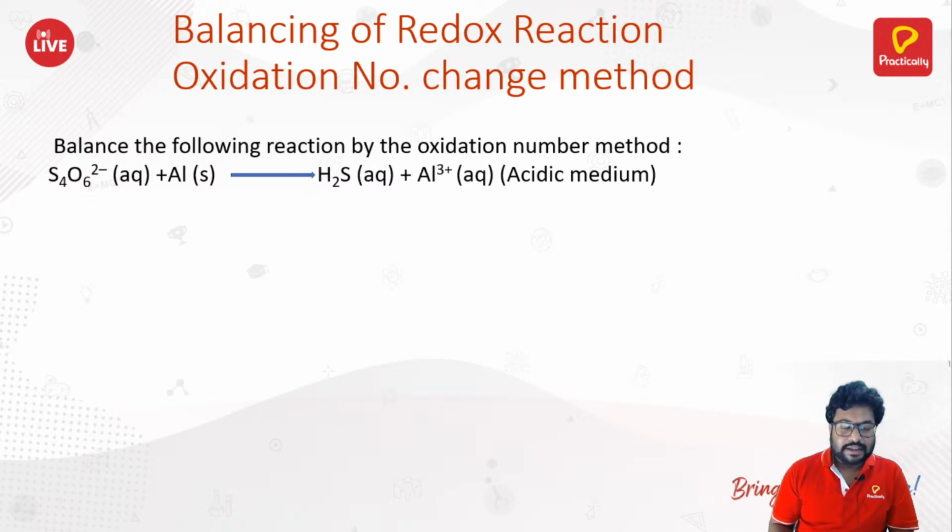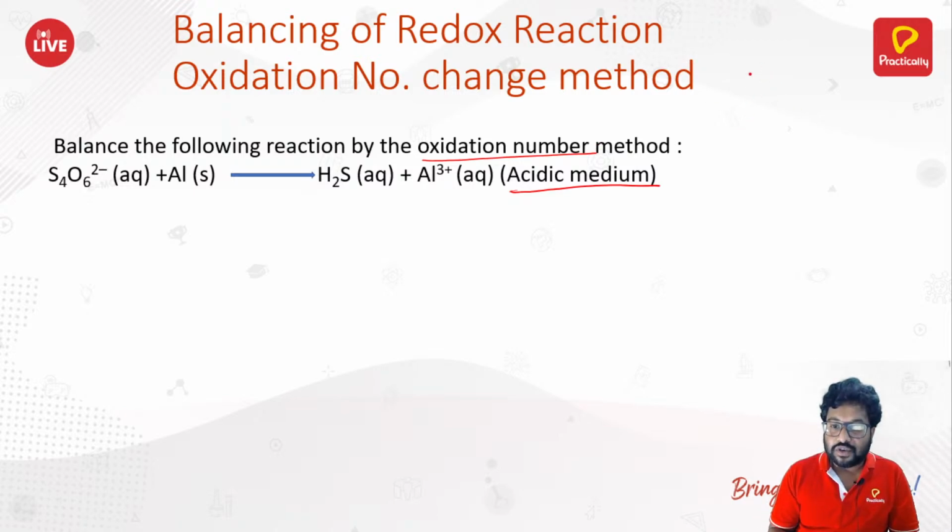Next, S4O6 2 minus plus aluminium gives you H2S plus Al3 plus. Now here this reaction is happening in acidic medium. Again, the oxidation number method. Okay, what is the first step? To write the oxidation states.